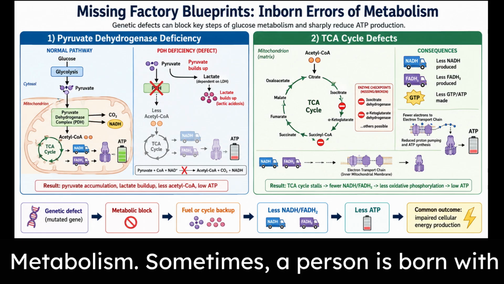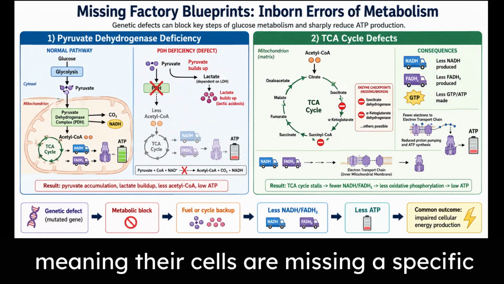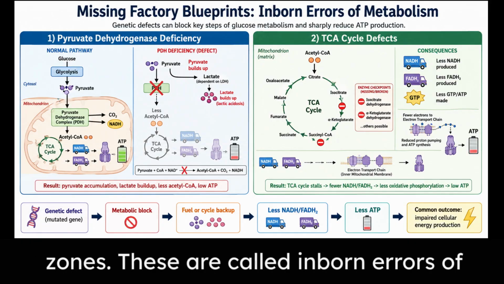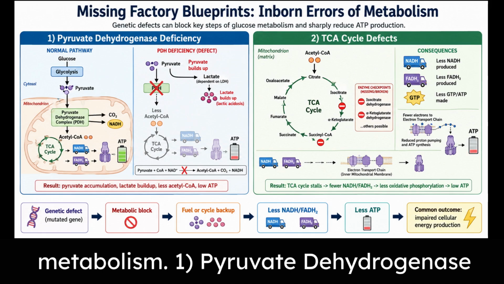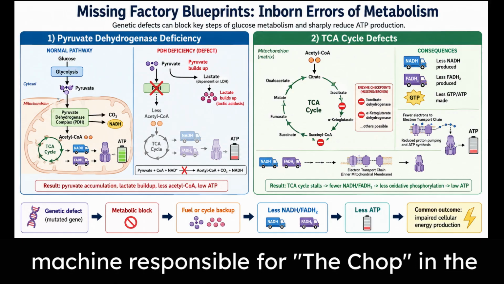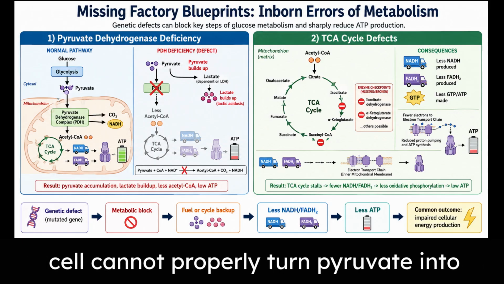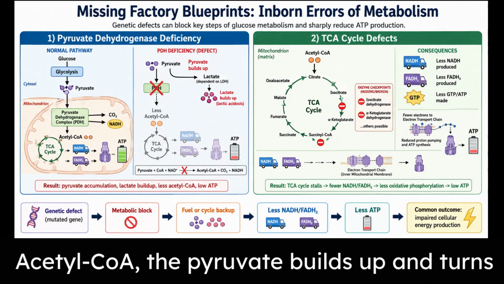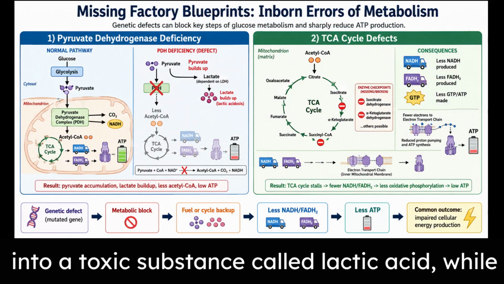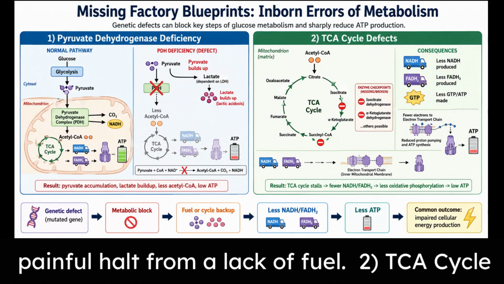Sometimes a person is born with a mistake in their genetic instruction manual, meaning their cells are missing a specific machine component needed in one of the zones. These are called inborn errors of metabolism. 1. Pyruvate dehydrogenase deficiency. In this condition, the cellular machine responsible for the chop in the Zone 2 ticket booth is broken. Because the cell cannot properly turn pyruvate into acetyl-CoA, the pyruvate builds up and turns into a toxic substance called lactic acid, while the TCA cycle merry-go-round grinds to a painful halt from a lack of fuel.